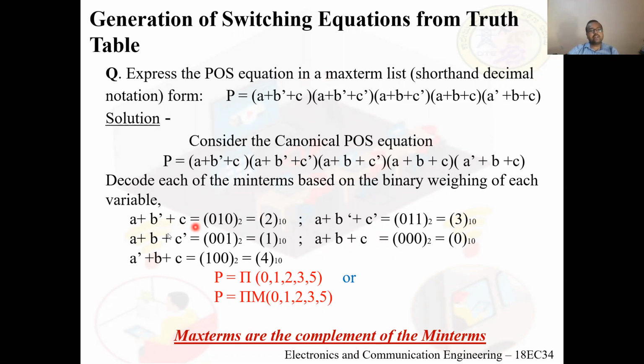So how do you write this one? Since it is a max term, here it is A. How do you write it? Do you write it as 0? Here it is B bar, you write it as 1. C is written, so it is 0. Everyone understand this one? If you see, I have written a line here. Max terms are the complement of the min terms.